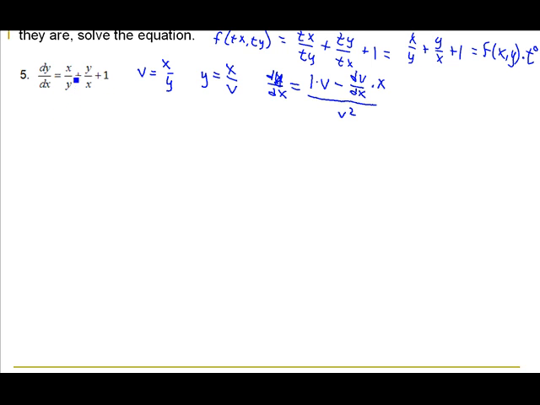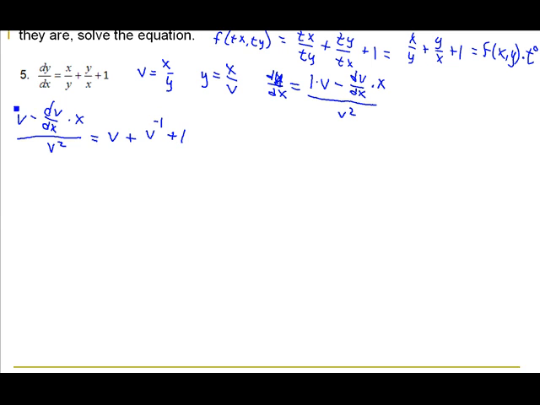So when I substitute into the equation, my dy dx is going to be that derivative that I just got, v minus dv dx times x over v squared equals x over y, that's my v, plus y over x. Notice that y over x is going to be v to the negative first, plus 1.